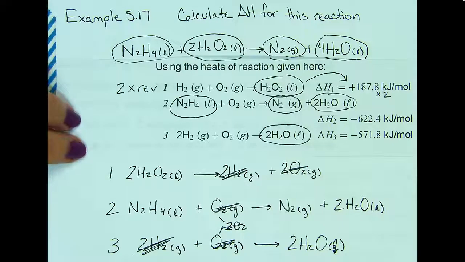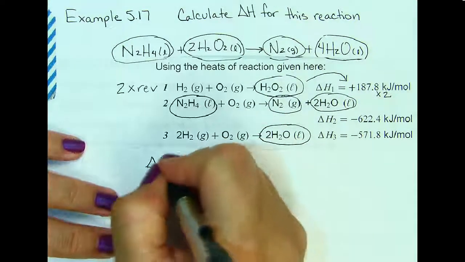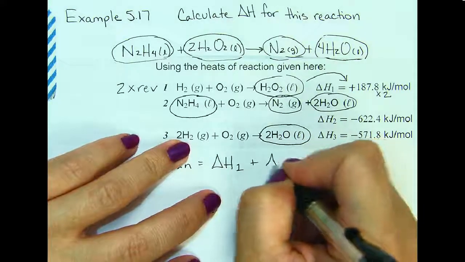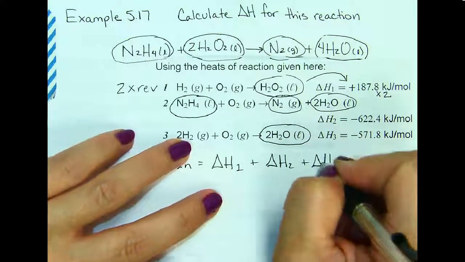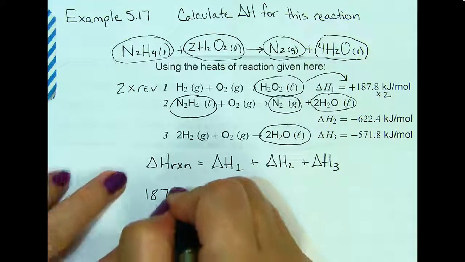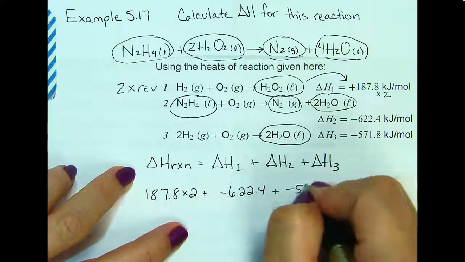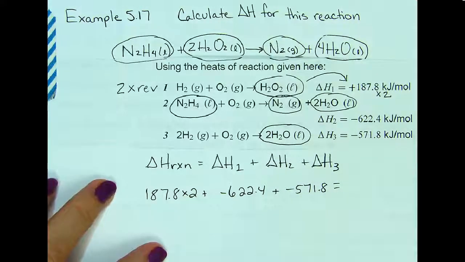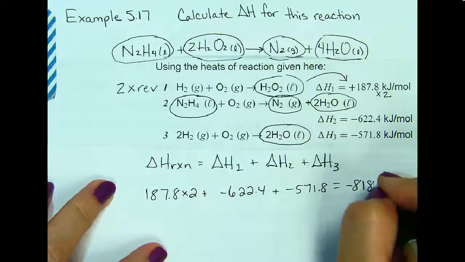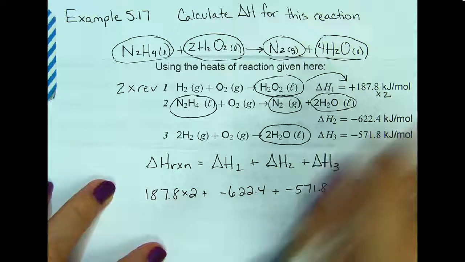That means now I can go ahead and calculate my delta H. So my delta H of reaction is going to be equal to delta H of reaction 1 plus delta H of reaction 2 plus delta H of reaction 3, which is going to be 187.8 times 2 plus negative 622.4 plus negative 571.8. And that's going to give me an answer of negative 818.6 kilojoules per mole when I put that into my calculator.